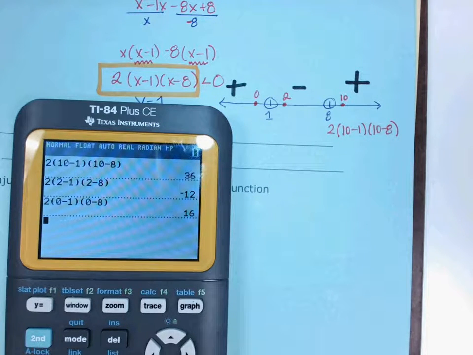Okay, from there, this is a less than 0. Less than 0 means positive or negative? Negative. So I'm going to shade the negative section of the graph, which is between my two numbers.